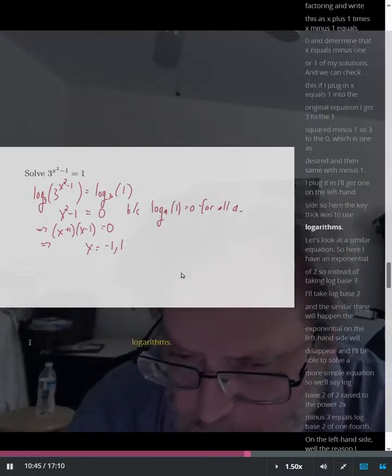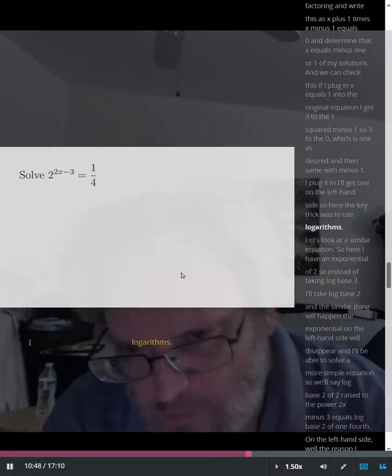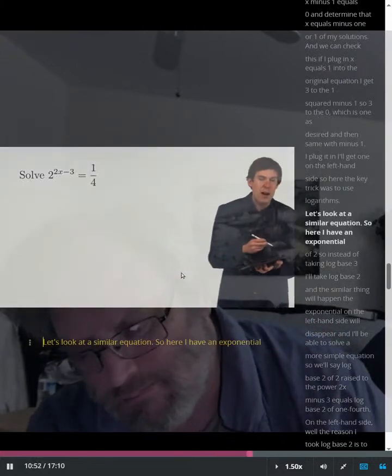So here the key trick was to use logarithms. Let's look at a similar equation. So here I have an exponential of 2.